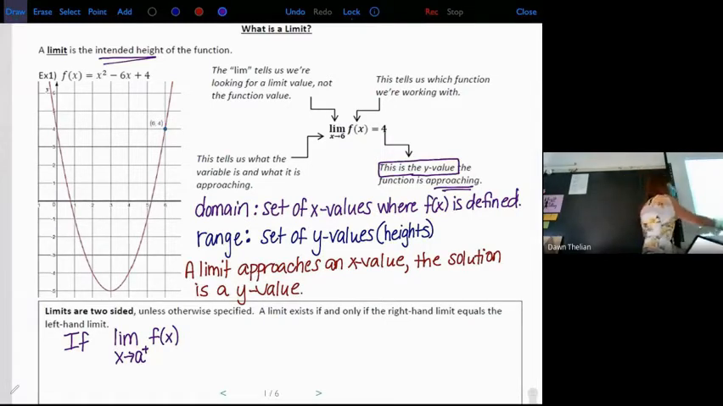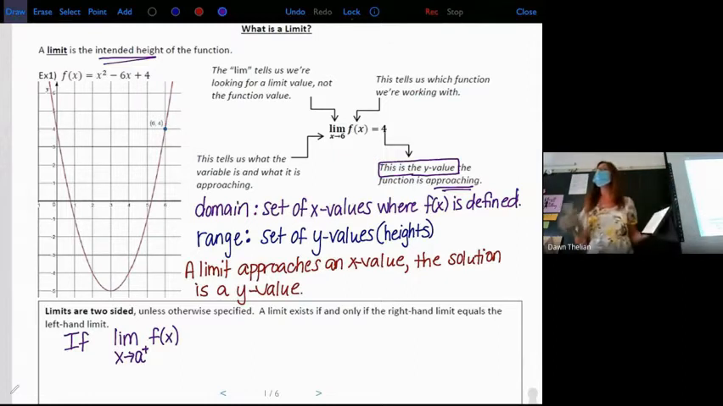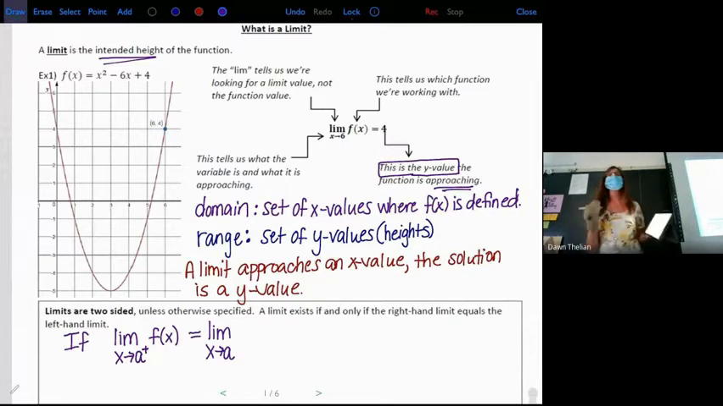If the limit as x approaches a from the right of f of x is equal to the limit as x approaches a, and then we would put a little negative sign, sort of like an exponent on the a, as from the left of the function.